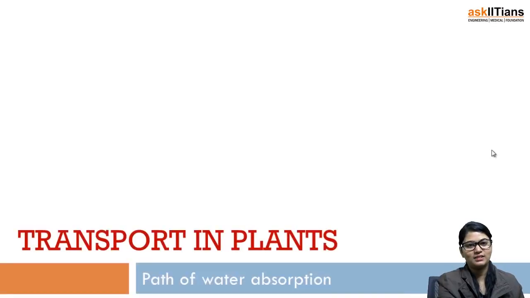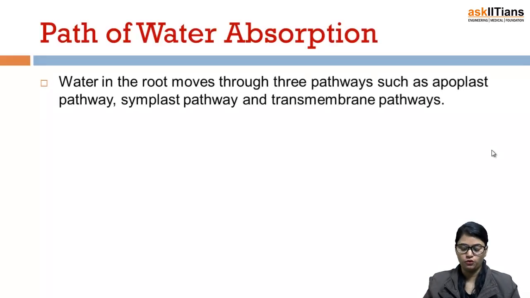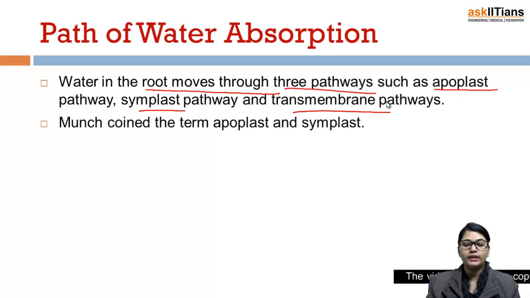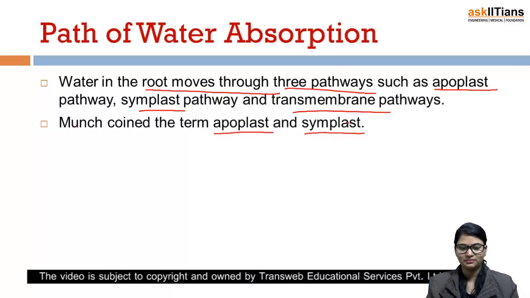Transport in plants. Now we are going to discuss the path of water absorption. What's the path by which water is being absorbed in a plant? Water in the root moves through three pathways: apoplast, symplast and transmembrane pathway. Munch coined these terms apoplast and symplast.